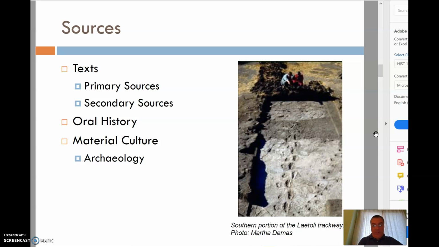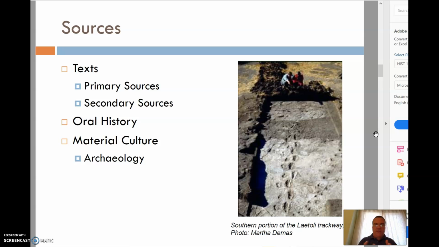Primary sources can be a number of different things. They can be texts, so they can be letters, journals, diaries, newspaper articles from the time period in which the events are happening. Anything that's written down on paper or cuneiform that's carved into tablets or hieroglyphs that are carved into rock. Ultimately, those serve as primary sources because they tell a story from the perspective of people who lived at the time.